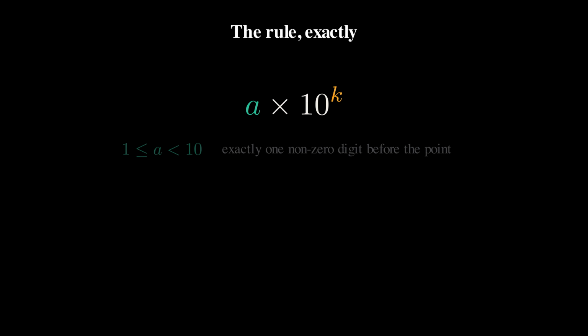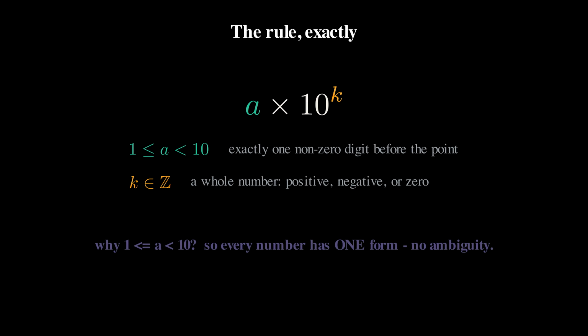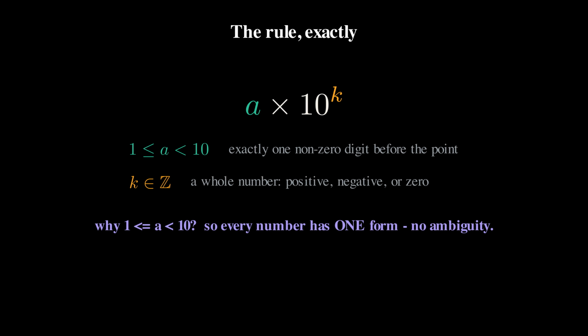Standard form is a times 10 to the k, and there are 2 conditions that make it work. First, a must be at least 1, but less than 10. So there's exactly 1 non-zero digit in front of the decimal point. Second, k is an integer, a whole number, which can be positive for large numbers, negative for small ones, or 0. Why insist a stays between 1 and 10? Because it forces every number to have exactly one standard form.